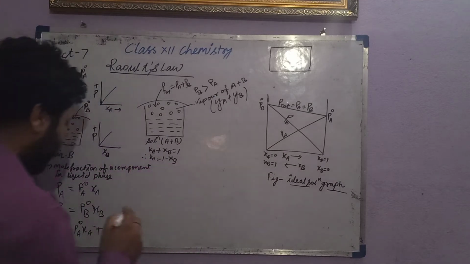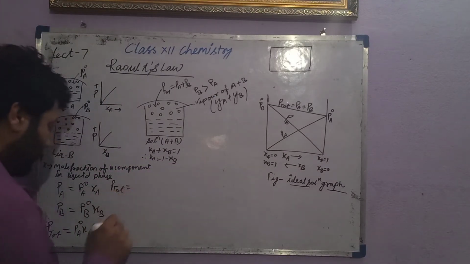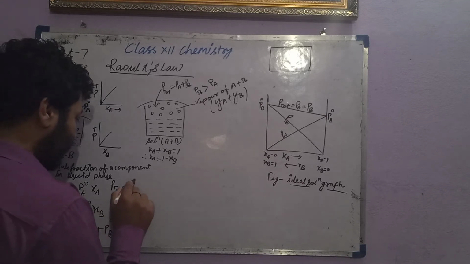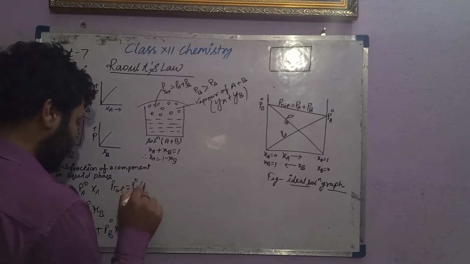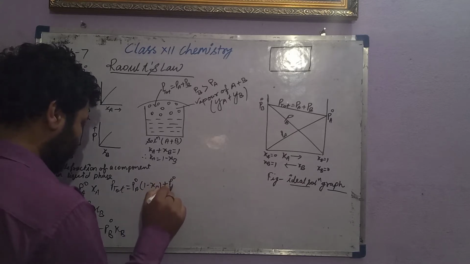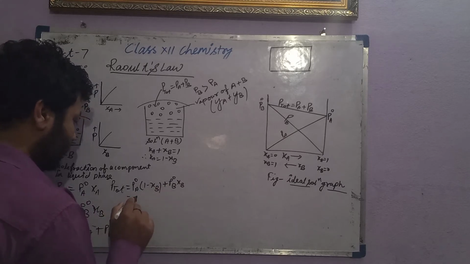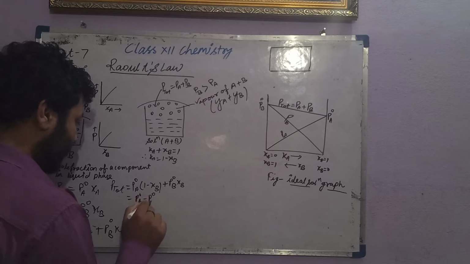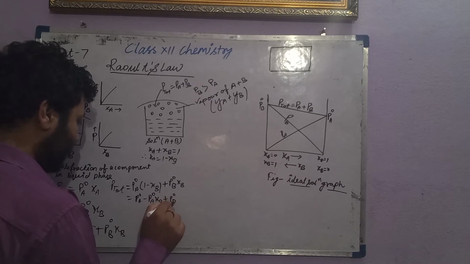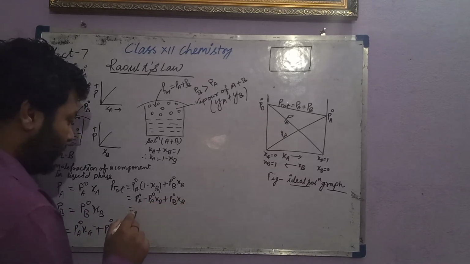Because I just assumed the second component is more volatile. So the formula will be P total equal to P naught A into 1 minus XB, plus P naught B XB. When we solve the formula, P naught A minus P naught A XB plus P naught B XB. Just rearrange the formula.